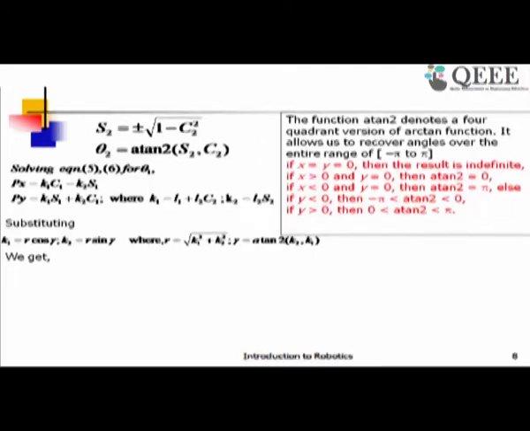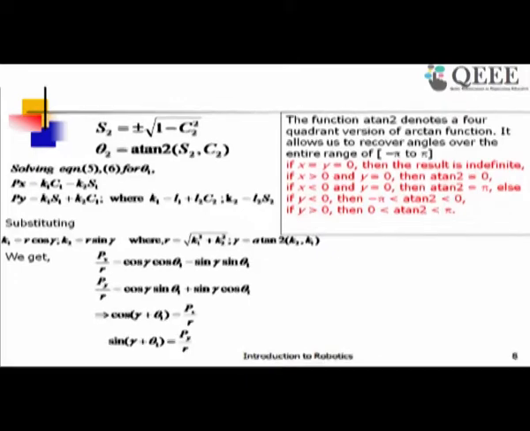Because k2 and k1 are known, you will be able to substitute this and then get the equation as px by r is equal to cos gamma cos theta 1 minus sin gamma sin theta 1. Py by r is equal to cos gamma sin theta 1 plus sin gamma cos theta 1. So by substituting this, you will get this relationship, and that will give you cos(gamma plus theta 1) is equal to px by r and sin(gamma plus theta 1) is equal to py by r.